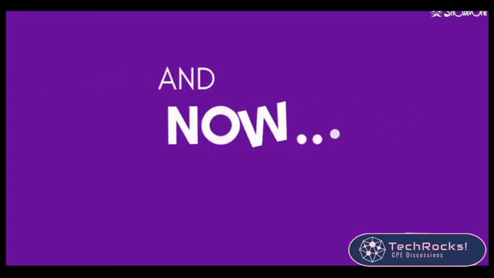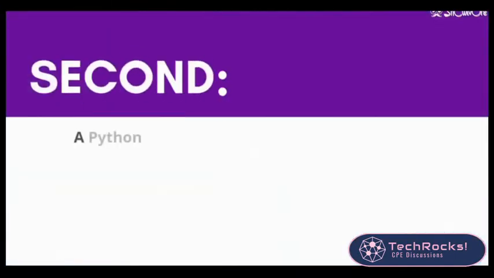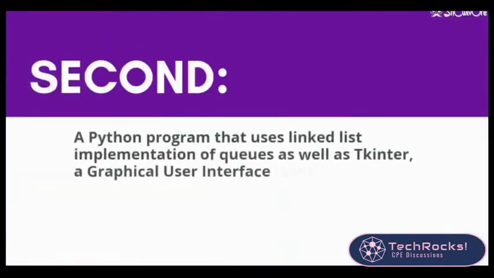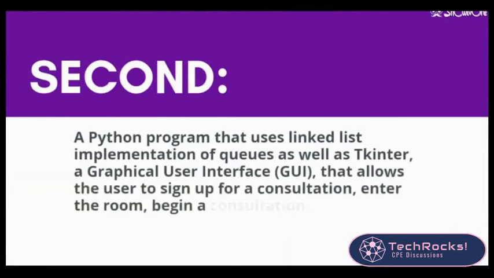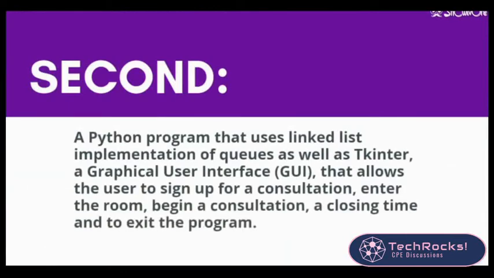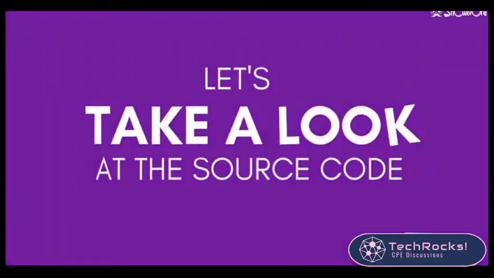Now I'm going to discuss the second program, which is a Python program that uses linked list implementation of queues as well as tkinter, a graphical user interface or GUI, that allows the user to sign up for a consultation, enter the room, begin a consultation, a closing time, and to exit the program. Now let's take a look at the source code.